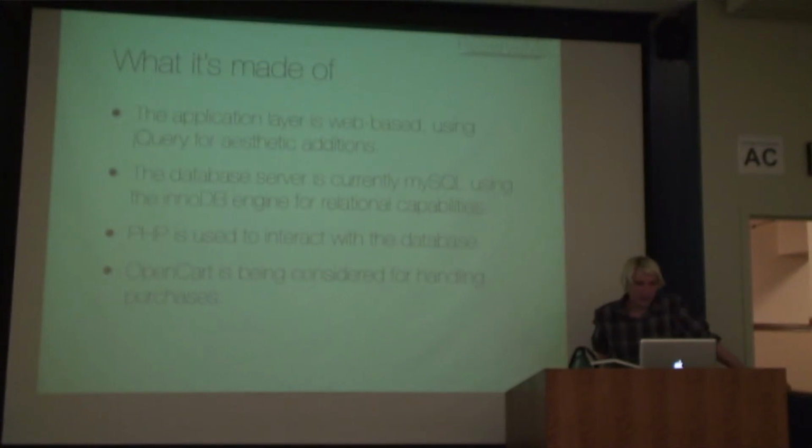So currently what it's made up of is the application layer is web-based, like I said, and I'm using jQuery for aesthetics. And for the back-end database, it's MySQL, and I'll be using an ODB for the relational capabilities where they're needed. PHP is used to interact. I was considering using OpenCart.